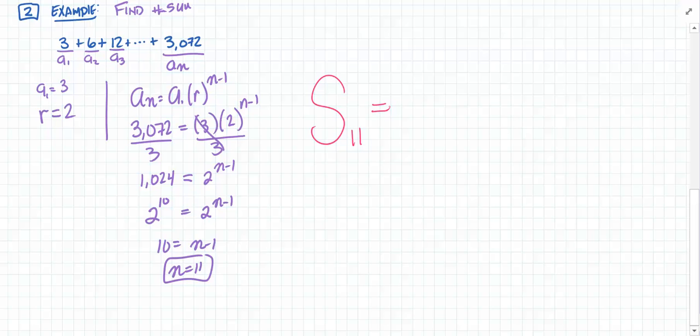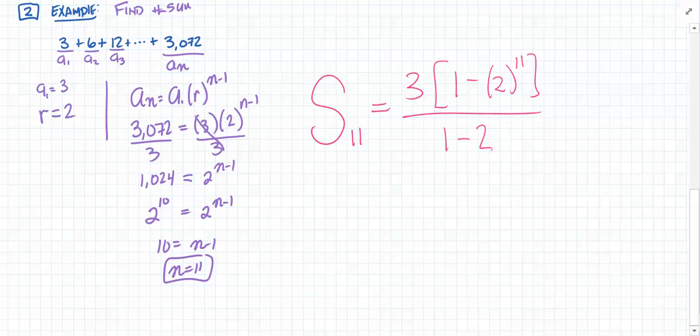Okay, so sum of the first 11 would be what? It'd be 3. Sorry, yeah, thank you. Got a little excited there. 3 times 1 minus... Yeah, the ratio is 2. I want to apply that ratio 11 times, all over 1 minus 2. Right? So what does this add up to?